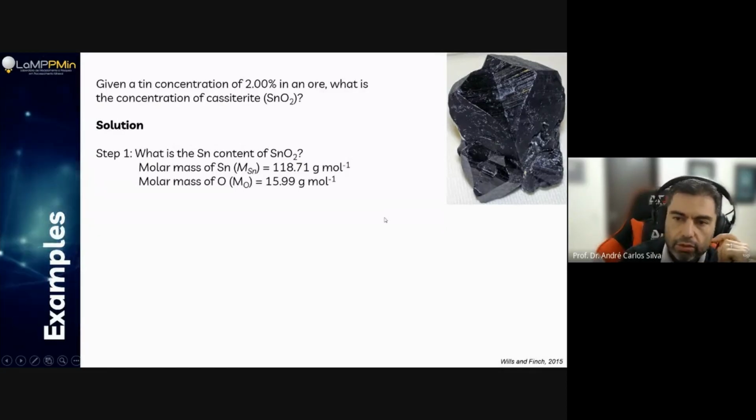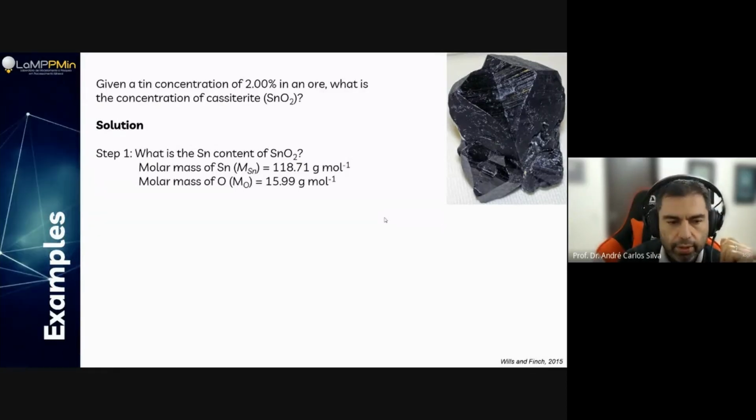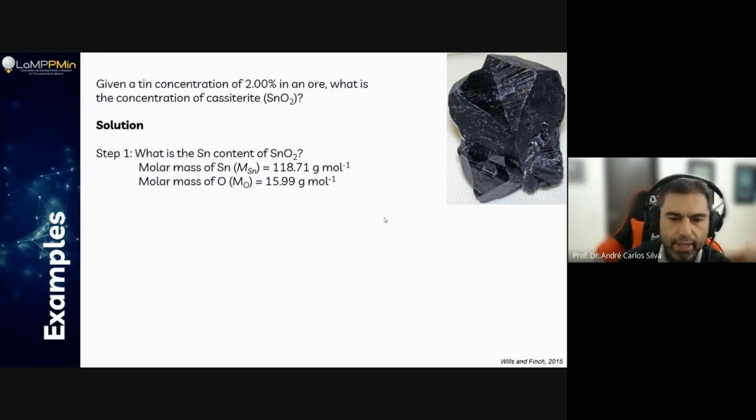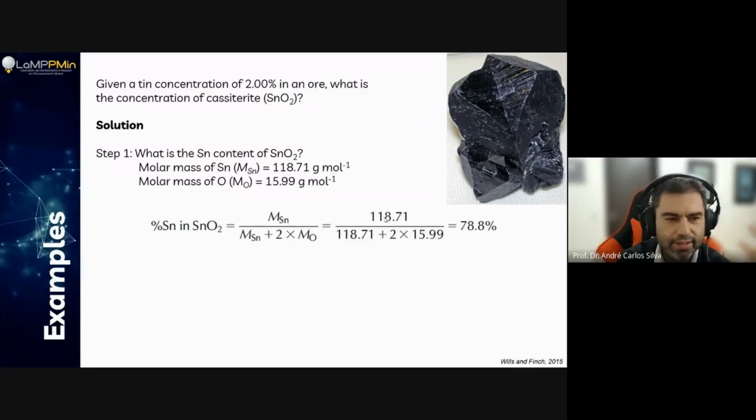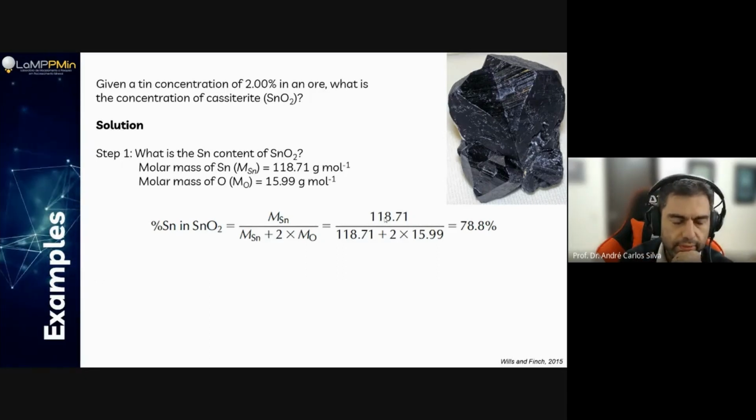Okay. So what we did right now was we collected the molar mass of tin and the molar mass of oxygen. You have done this many times before, guys. I think you've done this since high school, so that's nothing new for you. But then we can evaluate how much tin I have in the cassiterite, in the pure cassiterite. And it's the same number that I showed you guys before, almost 79%. Okay, so this is the stoichiometry. This is the perfect crystal of cassiterite.